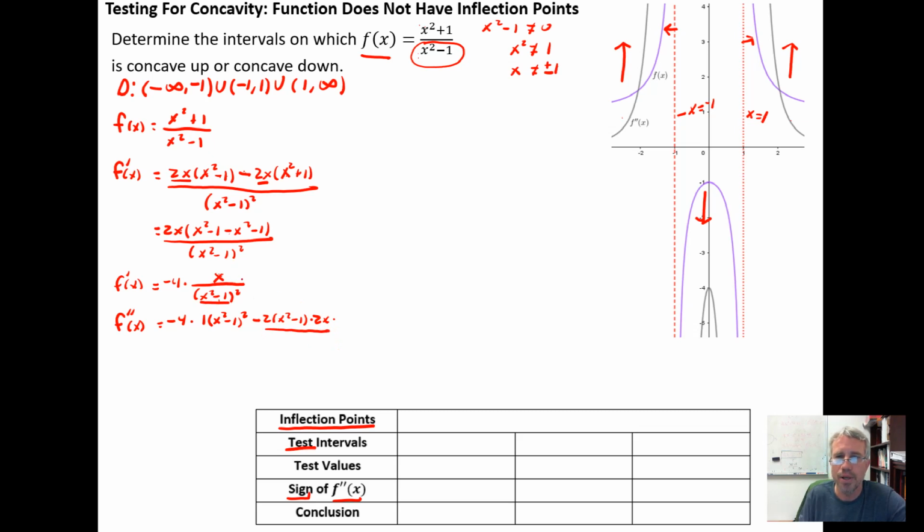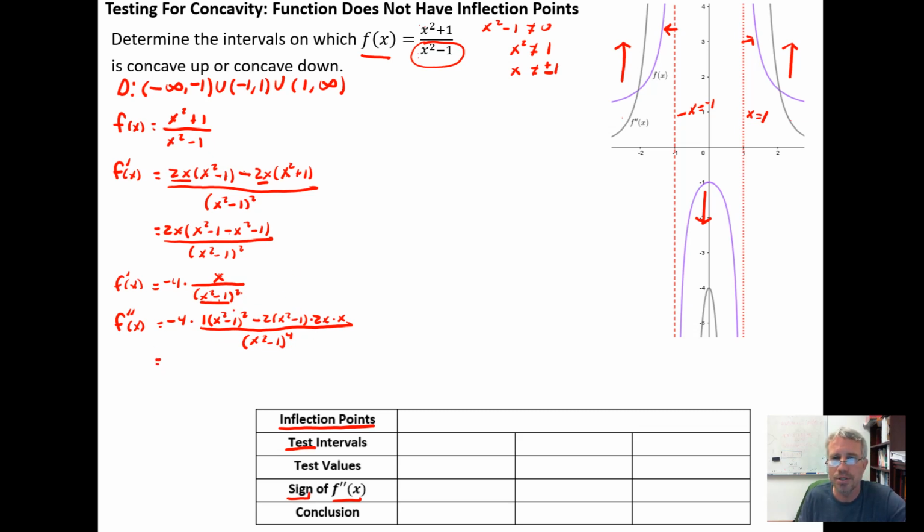And now we need to multiply that by the numerator, which is just x. And then this mess will be all over... Notice I didn't include the -4 in the numerator, or I'd have to have put parentheses in. And then I need to square the denominator. So (x squared minus 1) squared again is going to be to the 4th power.